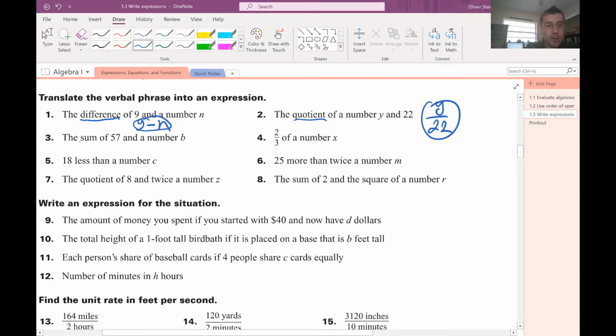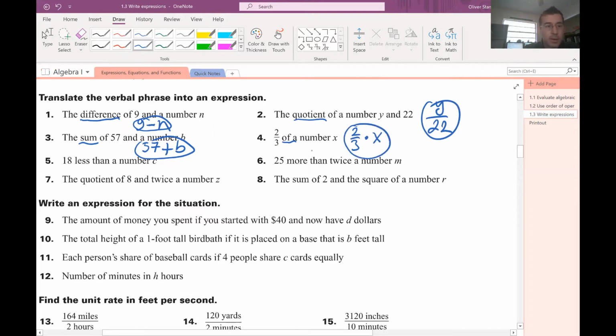Number 3, sum. Anytime you see a sum, that means it's addition. So that's the sum of 57 and number b. So that's the expression for 3. Number 4, anytime you see "of," that means it's a product. So this would be 2/3 times x.